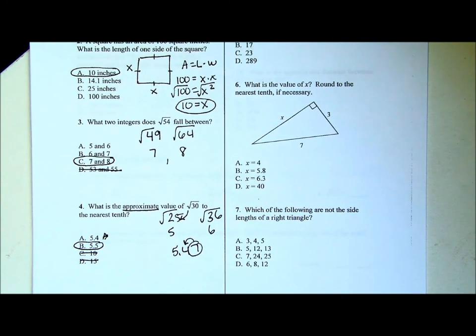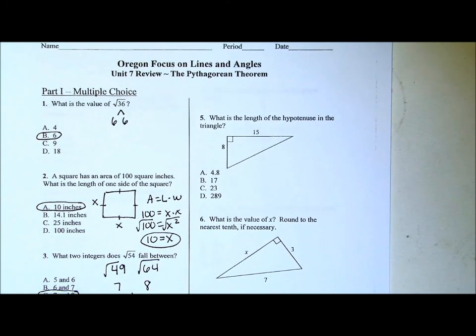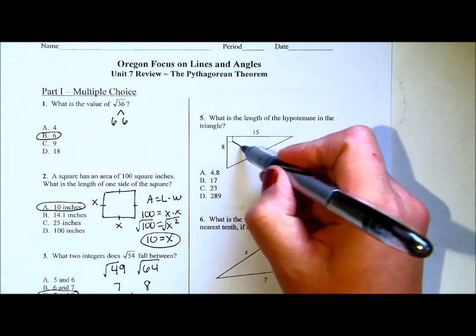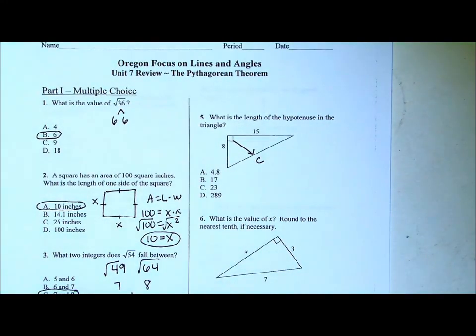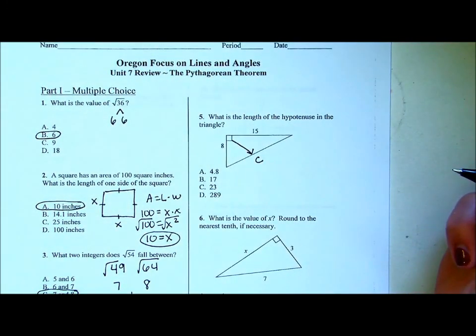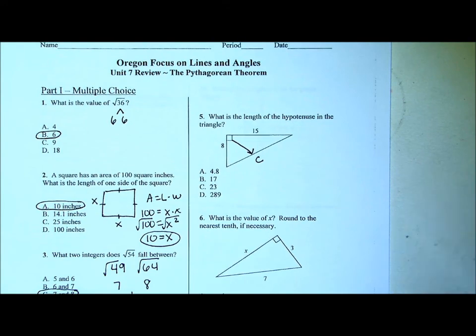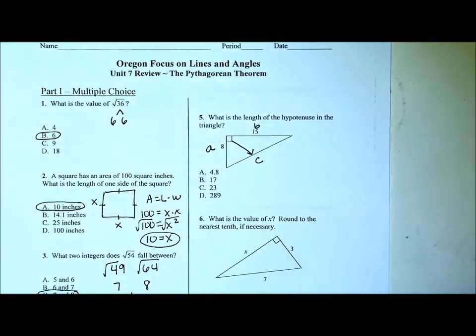Okay. Next, looking at number 5. What is the length of the hypotenuse in the triangle? Remember, the hypotenuse is our C. It is always across from our right angle. So let's label our pieces. We have A, we have B, and we have C.